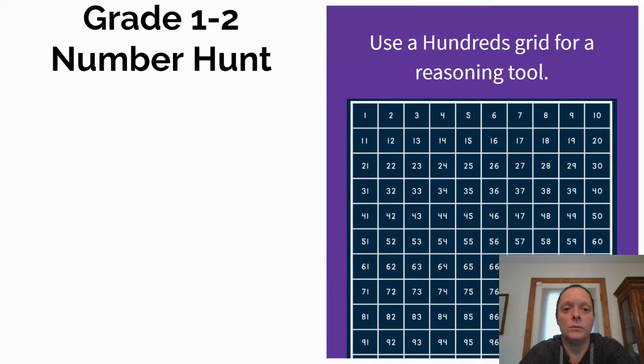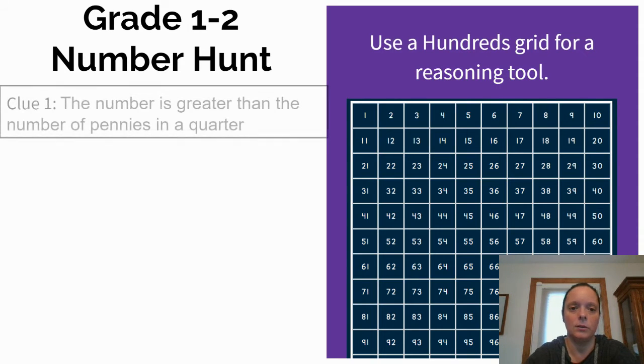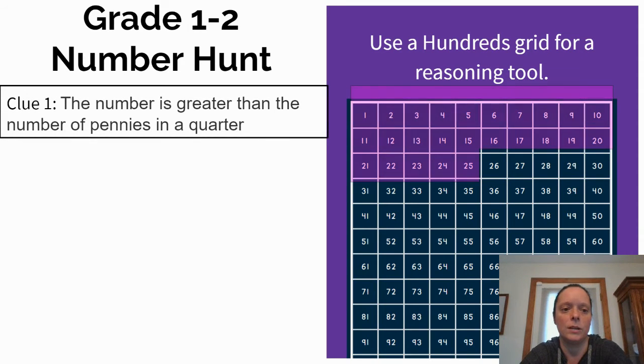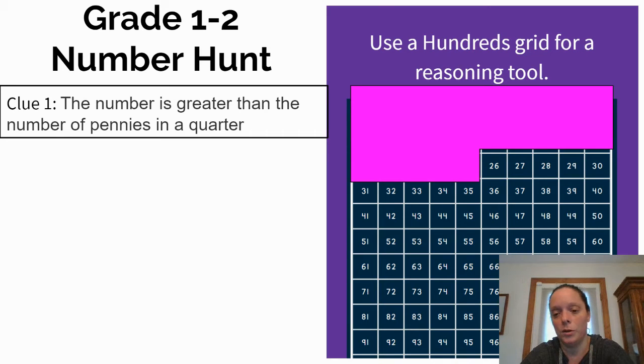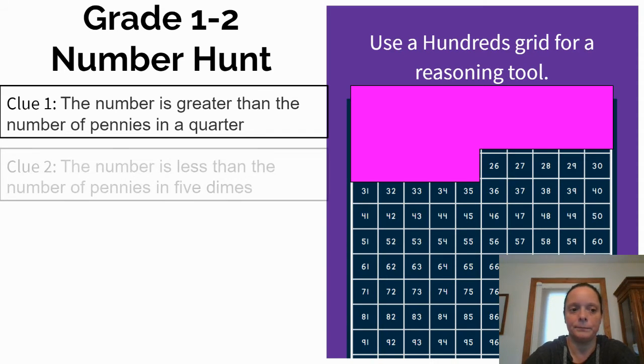Here's one for grades 1 through 2. What I really liked about this one is it incorporates money and reemphasizes the use of coins. So clue 1 is the number is greater than the number of pennies in a quarter. So they have to think about a quarter as 25 cents, and that means that the number has to be larger than 25. So I've shaded out all of the numbers that are 25 or less.